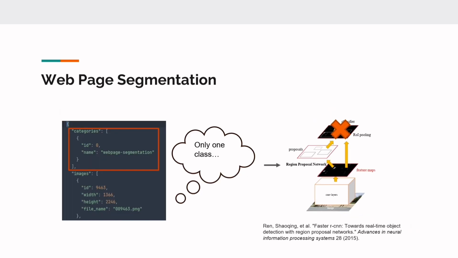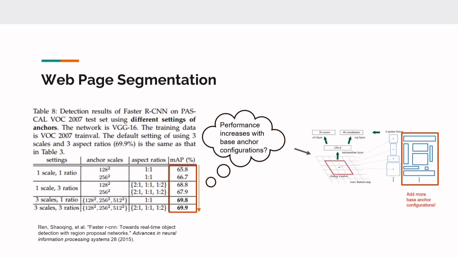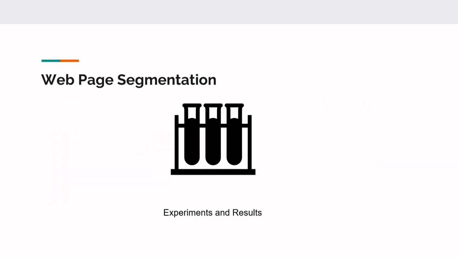Because there is only one class of object in the web page segmentation task, we may not need a region of interest head for object classification and another round of bounding box regression. I hope that by removing the region of interest head of the Faster RCNN model, the model can have shorter training and inference times. Also, the original Faster RCNN paper shows experiments demonstrating the importance of multiple base anchor configurations. I hope that I can improve the performance of the model by adding even more base anchor configurations. The experiment results are very promising.